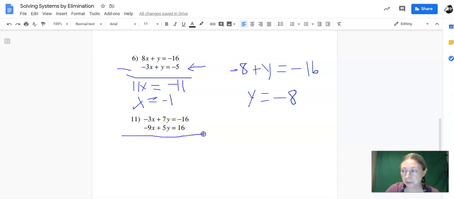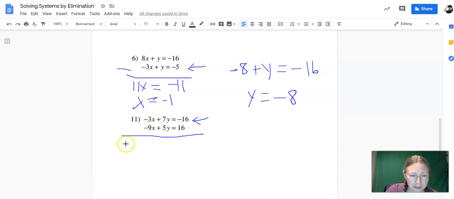Okay, one last example. This one's a little more challenging. So in this example, this kind of reminds me of the smoothie situation. We have negative 3x plus 7y equals negative 16, and negative 9x plus 5y equals positive 16. Well, there's nothing we can outright eliminate between those two, but I noticed that if I triple this equation, I basically end up in a situation where I can eliminate the x's really easily, but I have to triple everything. It's kind of like tripling your whole purchase. So if I rewrite that but triple everything, I think I can eliminate the x's pretty handily.